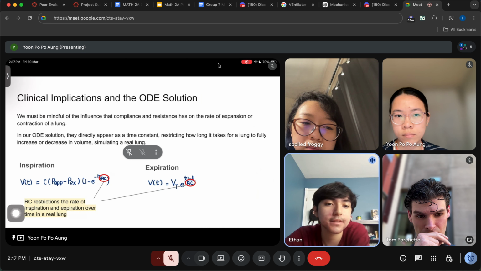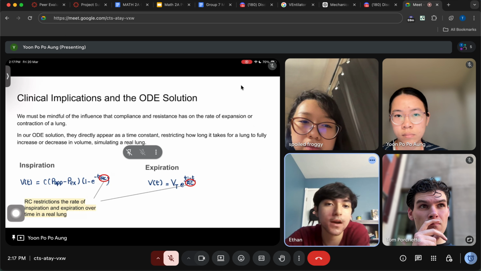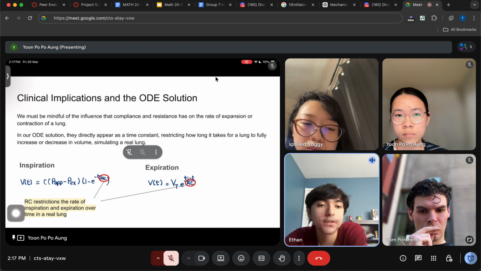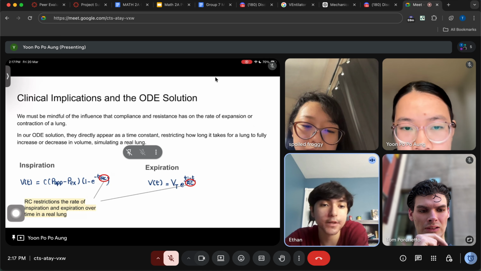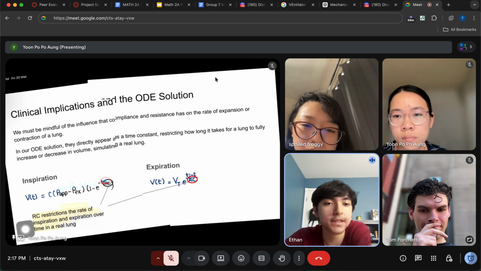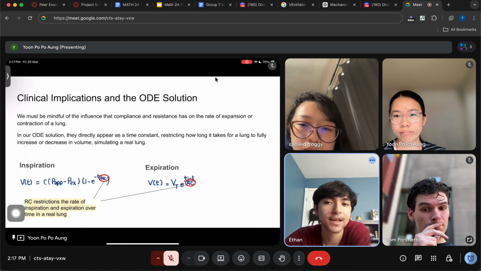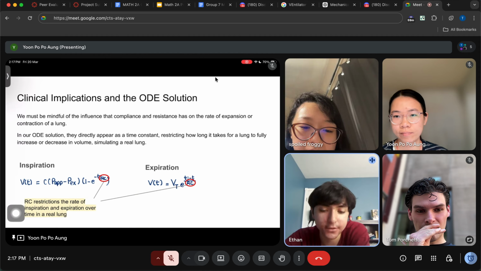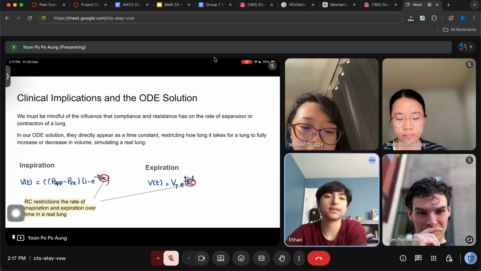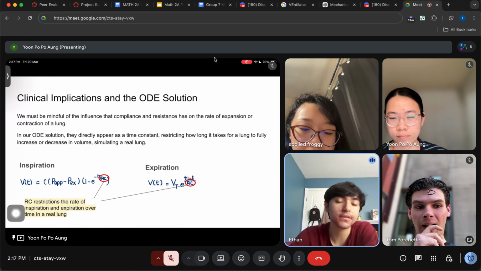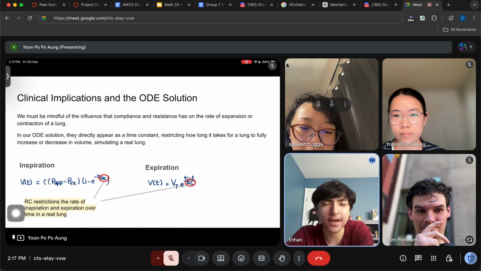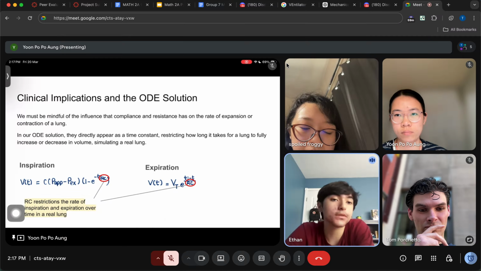And lastly, this is a connection of the clinical implications to our ODE solution. As we can see, for inspiration and expiration, there is a constant 1/RC that is directly multiplied to the rate of expansion and contraction of the lung. So basically, a larger RC value makes the expansion and contraction faster or slower.